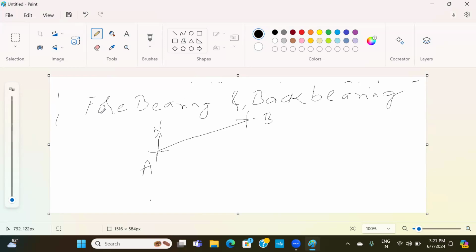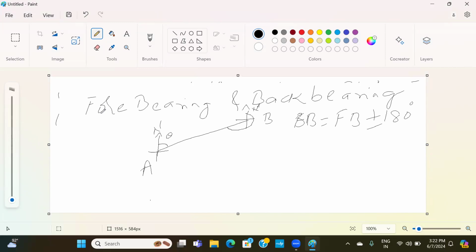Here also north. Fore bearing is nothing but measuring an angle considering north as the reference and sighting B. So here this theta will be called the fore bearing. And the back bearing of AB will be also by taking north as reference and sighting A towards clockwise direction. The relation between fore bearing and back bearing can be written as: back bearing is equal to fore bearing plus or minus 180.